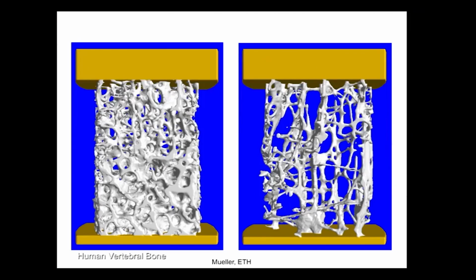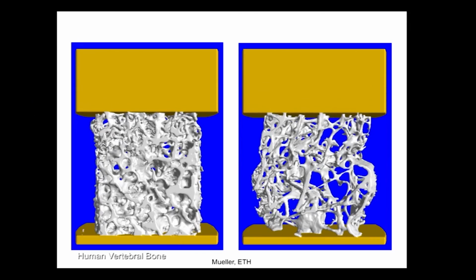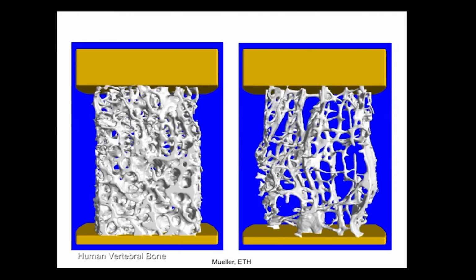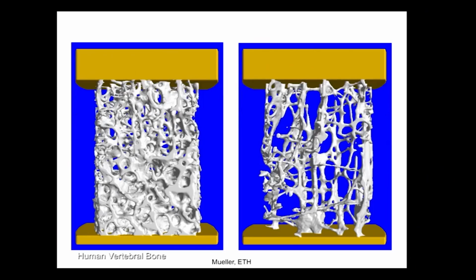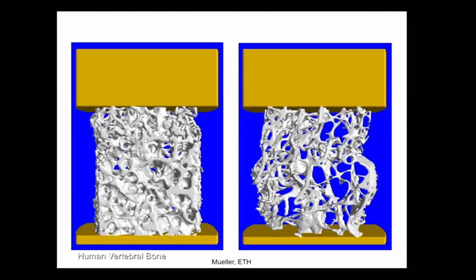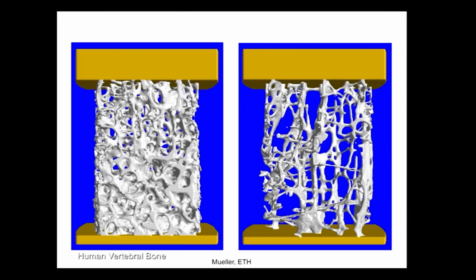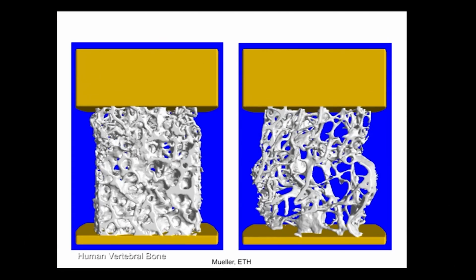But again, you can see these are two different specimens of different densities. And you can kind of see how the struts deform. They bend and then they buckle. Okay, let me stop there and I'll put some stuff on the board.